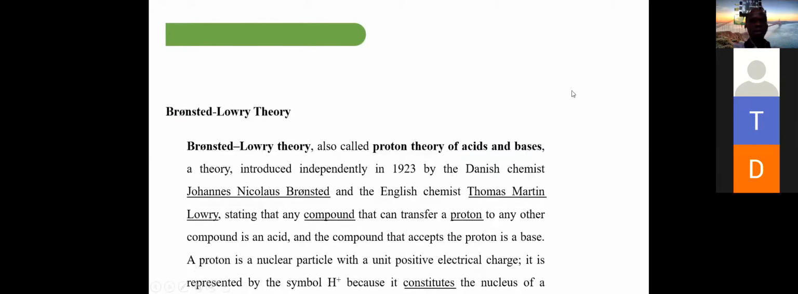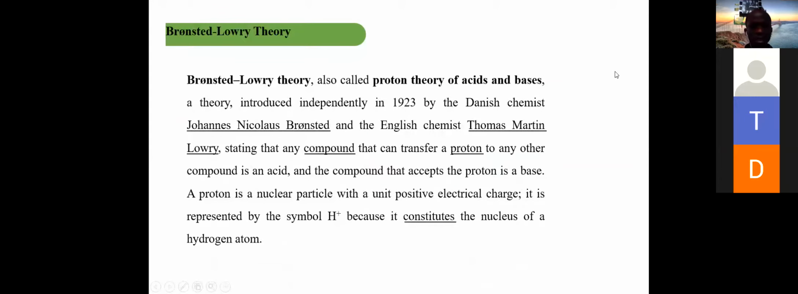All right, this is what I wanted to do. Okay, so as you heard in the video, the concept is the Bronsted-Lowry theory. It's also called the proton theory of acids and bases. I want you to take note of that. The Bronsted-Lowry theory is also called the proton theory of acids and bases. It was introduced in 1923 by 2 chemists, a Danish chemist, Johannes Nicolaus Bronsted, and the English chemist, people from England, Thomas Martin Lowry.